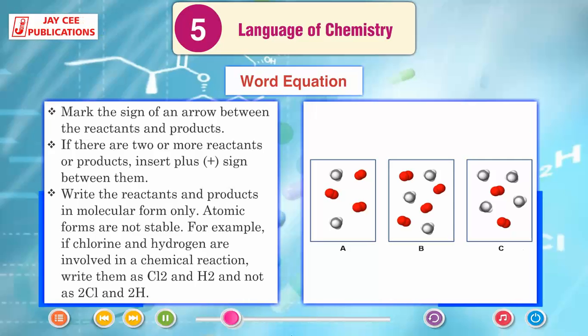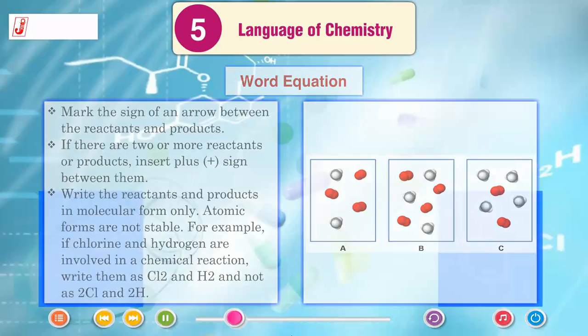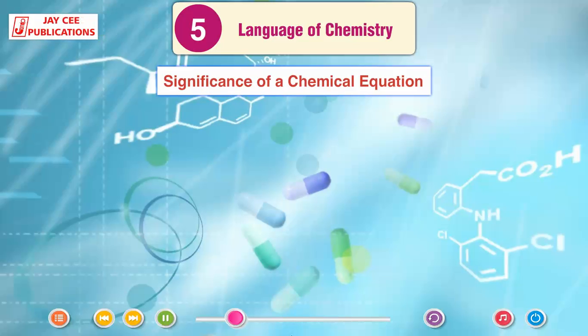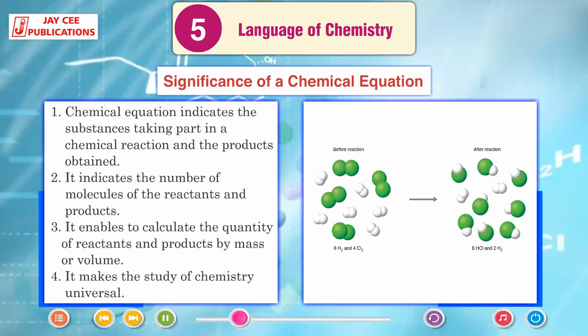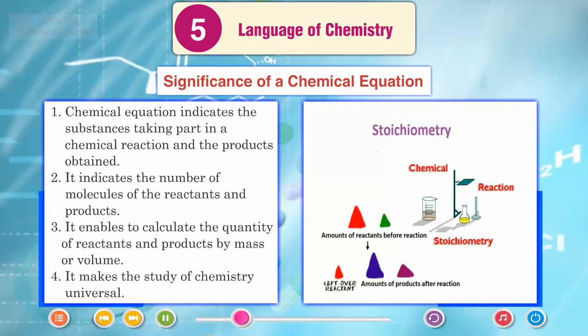For example, if chlorine and hydrogen are involved in a chemical reaction, write them as Cl2 and H2 and not as 2Cl and 2H. Significance of a chemical equation. A chemical equation indicates the substances taking part in a chemical reaction and the products obtained. It indicates the number of molecules of the reactants and products. It enables us to calculate the quantity of reactants and products by mass or volume.